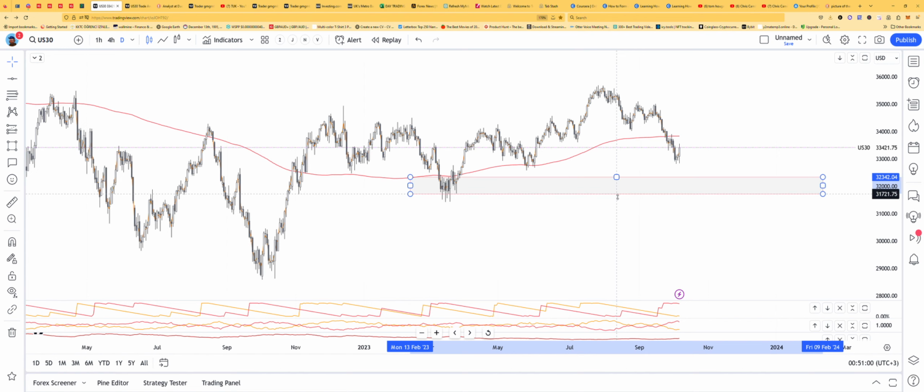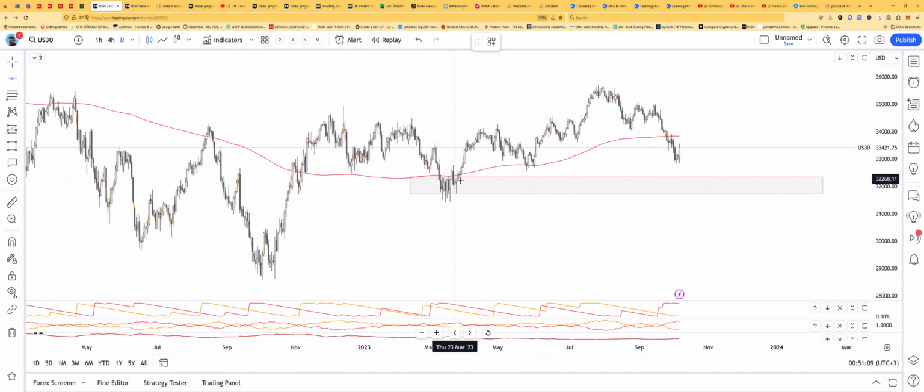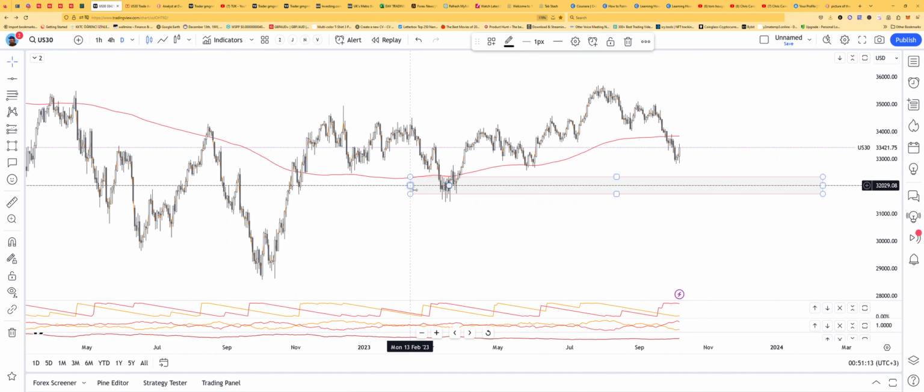So that being said, we're taking it as a support. So this is a support right here, and this support right here is the liquidity zone, and this is the 50% of this support right here. This black line right here is the 50% of this support right here. Alright.